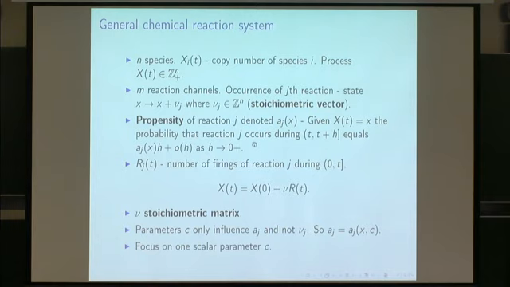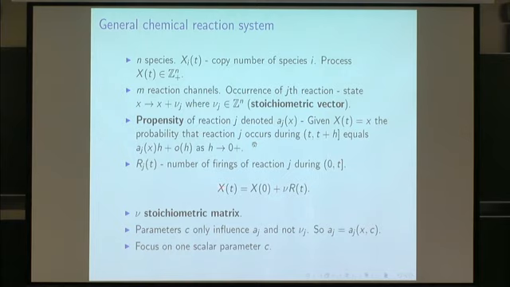Everyone's familiar with the stochastic model of chemical kinetics, so this slide is more for my notation. X sub i denotes the copy number of species i at time t, and there are m reaction channels, n species, and nu j is the stoichiometric vector. When reaction j happens, the state jumps by nu j. The propensity of a reaction channel j is denoted by a_j of x. R_j of t counts the number of firings of reaction j during the interval 0 to t. So it's a counting process.